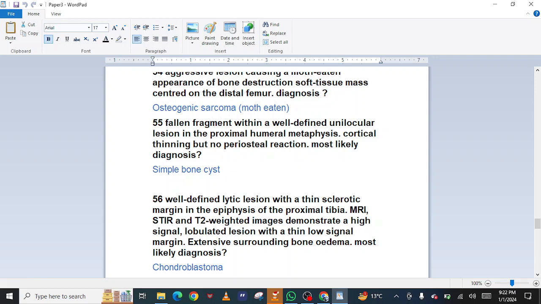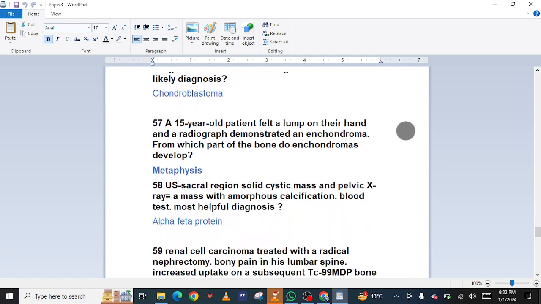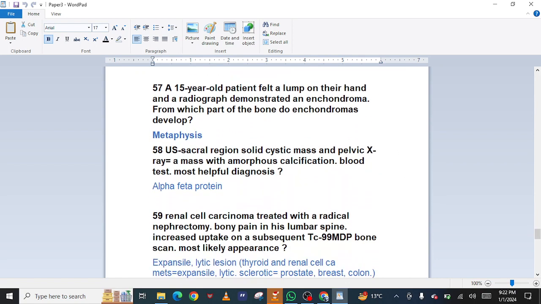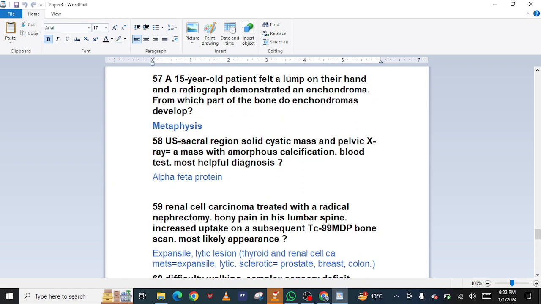56. Well-defined lytic lesion with a thin sclerotic margin in the epiphysis of the proximal tibia. MRI, STIR and T2 weighted images demonstrate a high signal, lobulated lesion with a thin low signal margin. Extensive surrounding bone edema. Most likely diagnosis? Chondroblastoma. 57. A 15-year-old patient felt a lump on their hand and a radiograph demonstrated an enchondroma. From which part of the bone do enchondromas develop? Metaphysis.